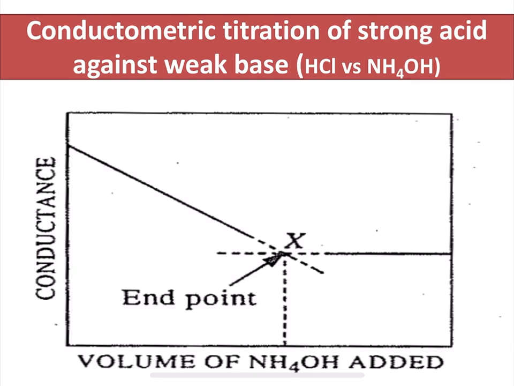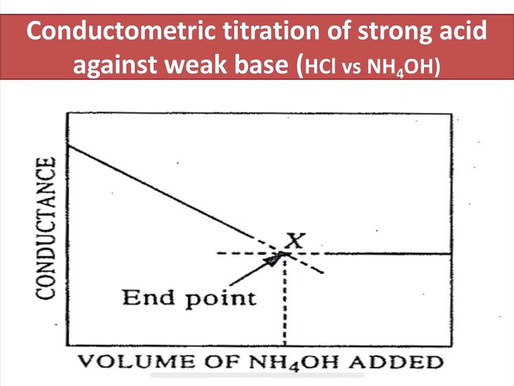Today we will see how the conductometric titration of strong acid against weak base is carried out. Strong acid means, we all know, hydrochloric acid is a strong acid, and a weak base is ammonium hydroxide. So ammonium hydroxide is the example for a weak base. To understand the principle involved in this titration, let us pipette out HCl into the beaker. Here HCl is pipetted out and it is titrated against ammonium hydroxide.